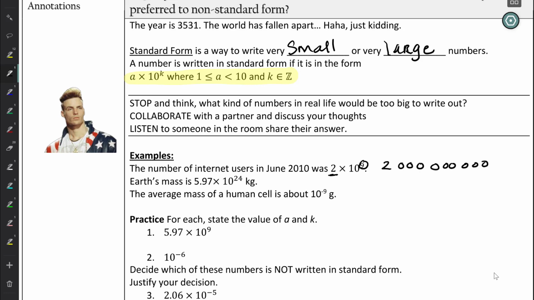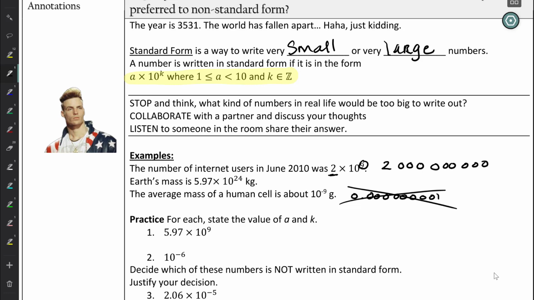The average mass of a human cell is about 10 to the negative 9 grams. Again, super duper small. I do not want to write 0.000000001 grams, okay? Sorry, I don't want to have to write that out. That's too much, okay?